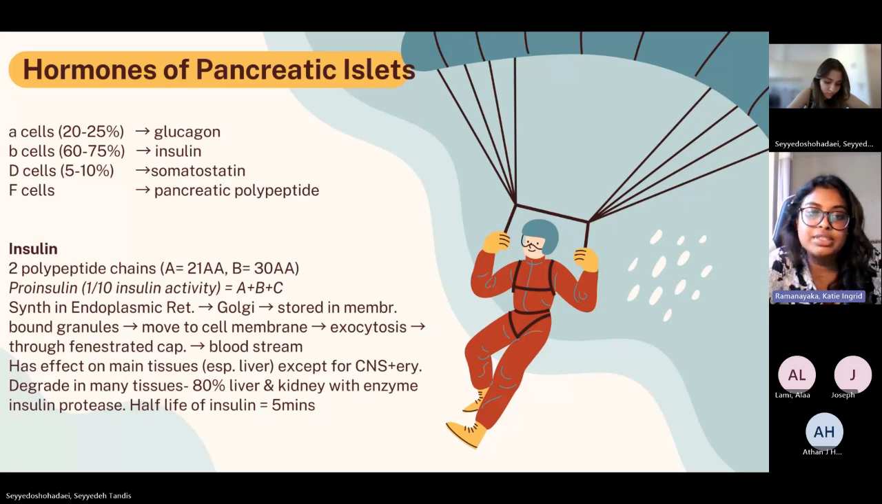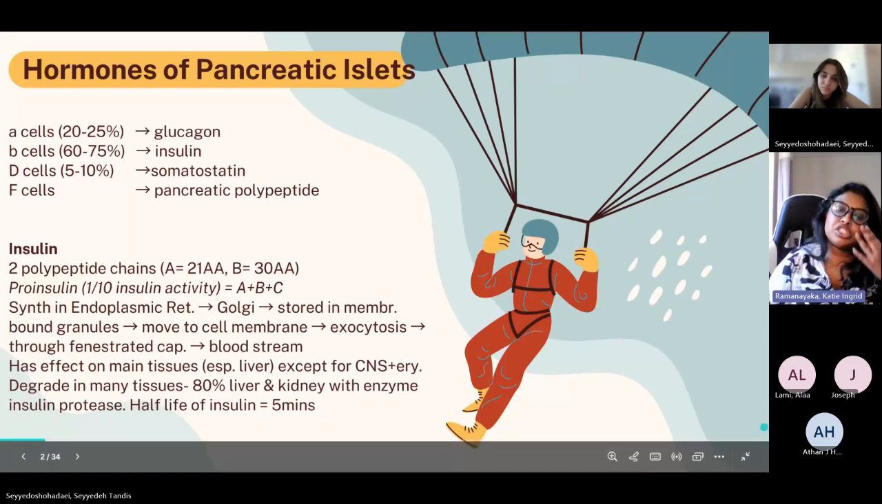Delta cells, 5 to 10%, they produce somatostatin, which is the opposite of growth hormone. So, somatotropin will stimulate the production of growth hormone, while somatostatin does the opposite of that. Then F cells produce pancreatic polypeptides. They are part of the pancreatic juice.